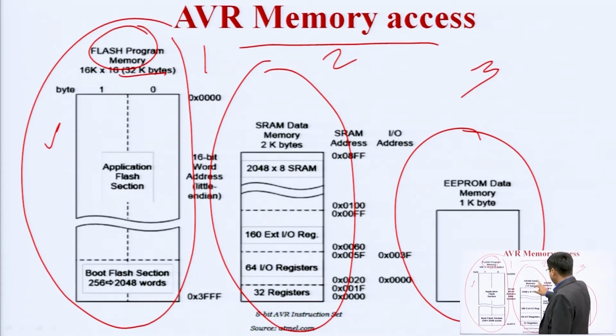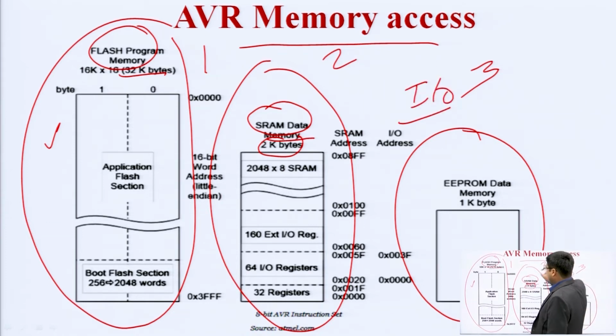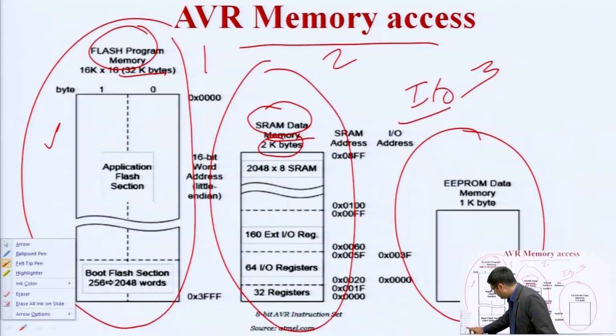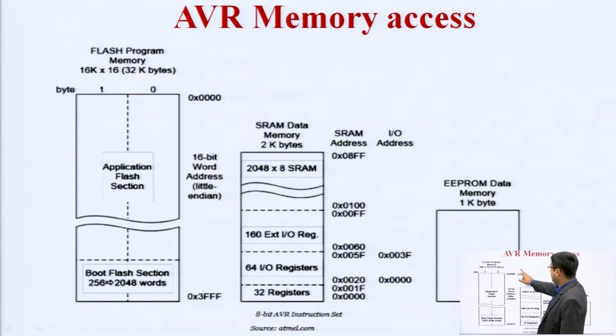After that, the second unit is dedicated to SRAM. SRAM means static RAM memory. It is of 2 kilobytes. And the third one is the input output address memory. Okay. So the address range of flash memory is from 0000 to 3FFF.